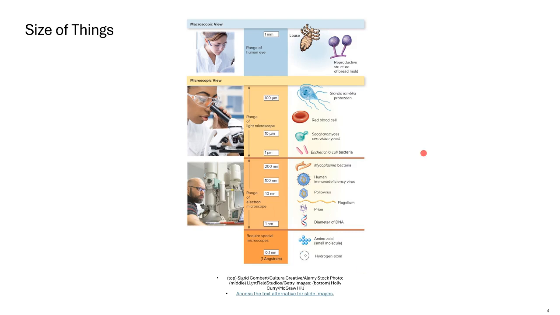This just gives you another way to look at that same information, right? So you've got this reproductive structure of a bread mold or a fungus. This is a louse here, which we'd consider to be a helminth, a small insect. Those would be the largest of what we would be looking at. Down here at the smallest end, something like a hydrogen atom or an amino acid.